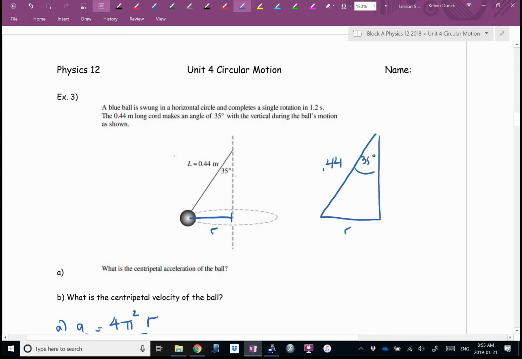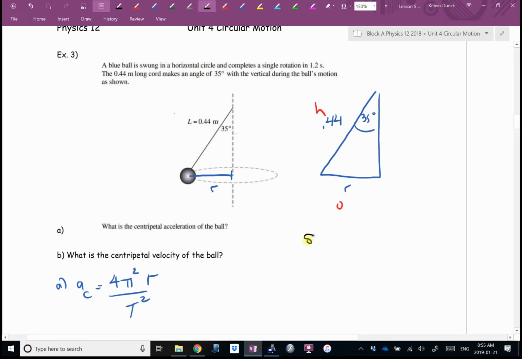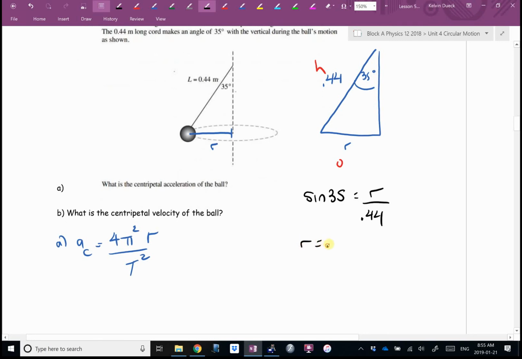r, opposite, adjacent, or hypotenuse? Opposite? What about 0.44? Which trig function? So I know that sine of 35 equals r over 0.44. r is going to be 0.44 sine 35. William, I'm feeling lazy. I'm actually not even going to bother calculating that. Instead, I'm just going to stick that right into there and just do it once.